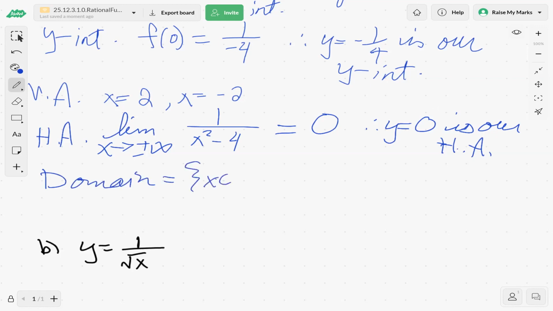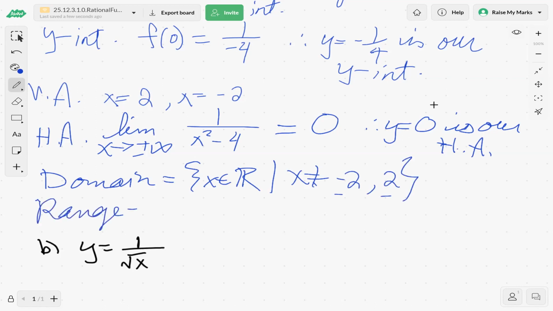Our domain is the set of all real numbers such that x does not equal negative 2 or 2. So these are the two values that make up our vertical asymptotes. And our range is the set of all y values such that y does not equal 0. And y equals 0 is our horizontal asymptote.